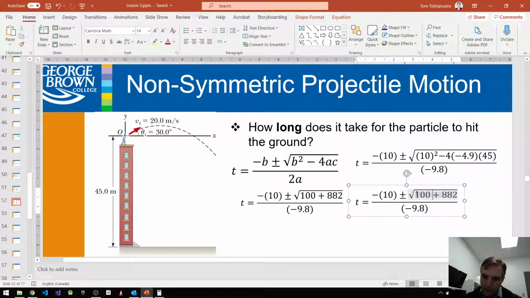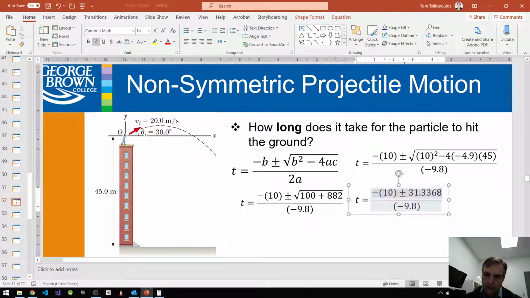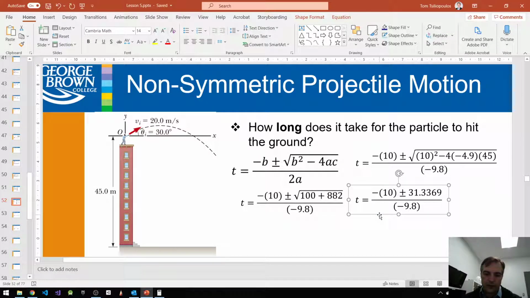So that is equivalent to all of this. I'm just taking the square root right now. So minus 10 plus a positive 31.3369 would be a positive over a negative, which would be a negative number. So that means we don't care about the positive value, we care about the negative value, which would add up to be a negative over a negative, which would turn out to be positive time. So then t would be equal to negative 10, or minus 10, minus 31.3369.